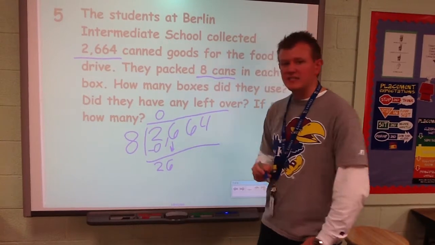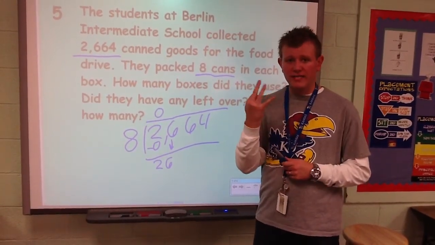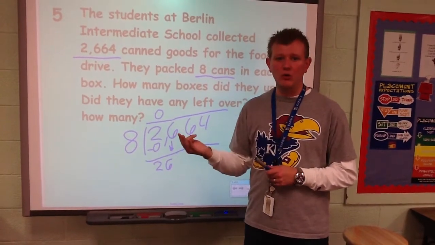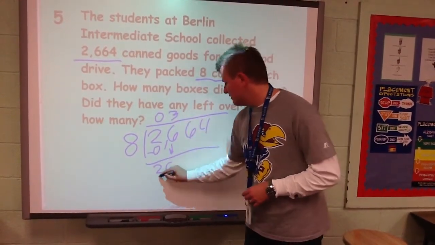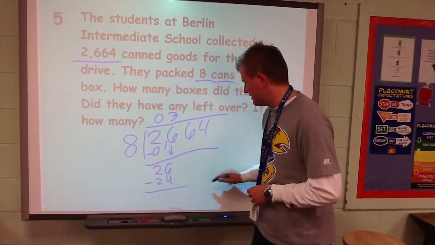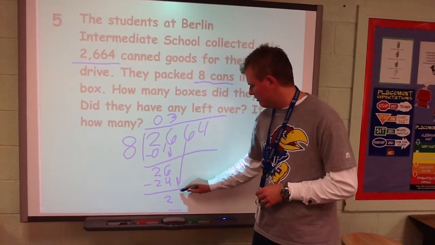8 goes into 26 how many times? 8, 16, 24. Well, 8 times 3 is 24. I can't go over, right? Can't go any farther. 3 times 8 is 24. 26 minus 24 is 2. And I'm going to have the 6 take the elevator all the way down.